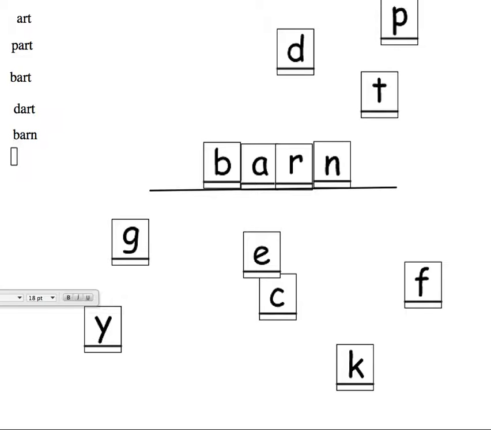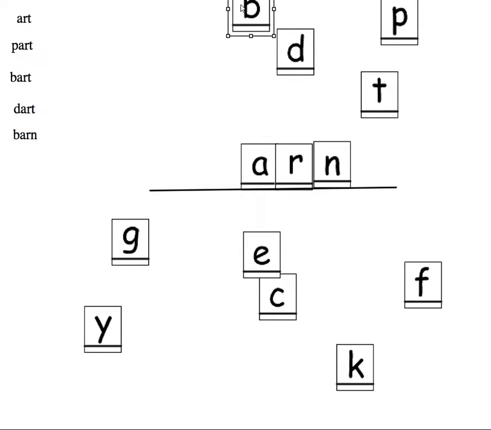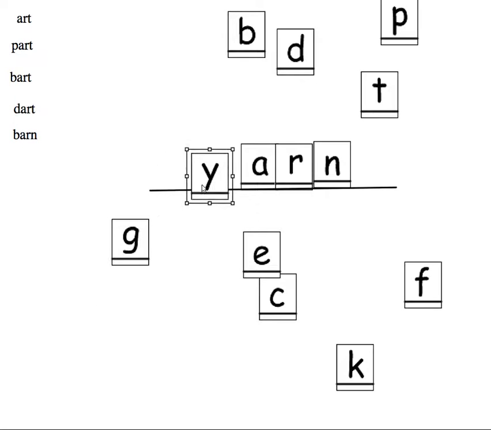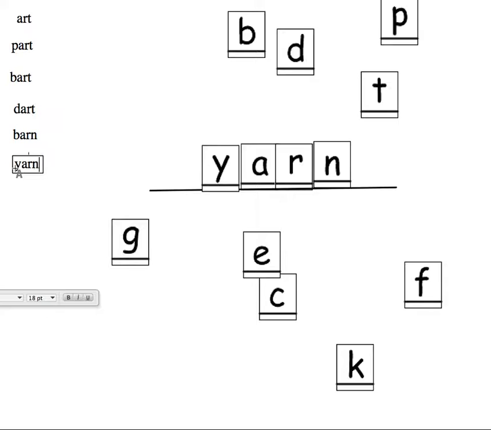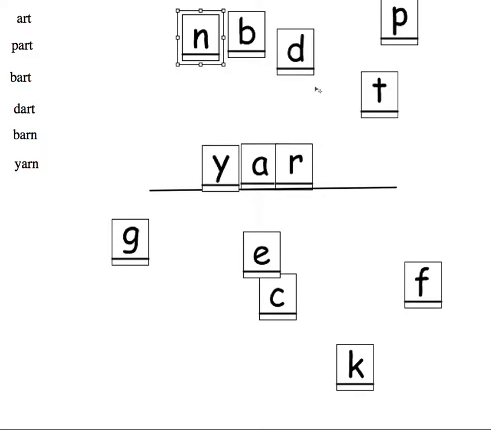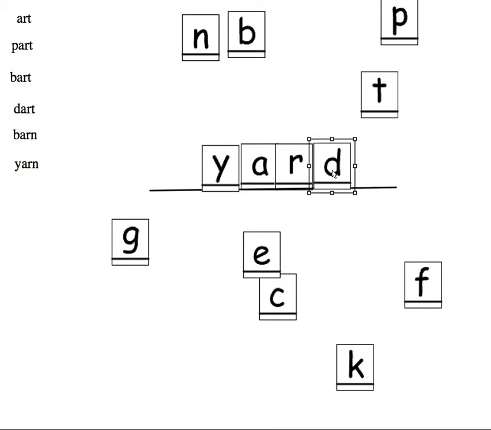That's the word barn. Let's take off the B sound and add the Y sound. What word do we have now? Did you say yarn? Yarn. Let's take off the N sound and add the D sound. What word do we have now? Did you say yard? Yard.